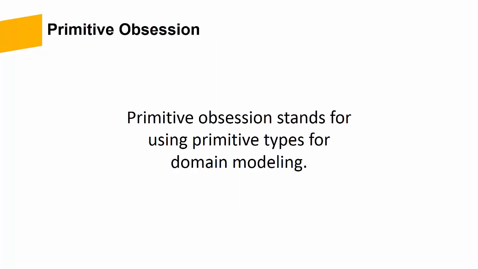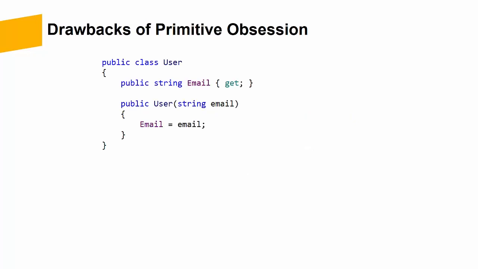Right, let's move on to primitive obsession. Primitive obsession stands for using primitive types for domain modeling. Let's take an example. Here's a simple user class with a single email property, which is represented as string. What can you do to ensure that no user can be created with an incorrect email? Well, to do that, you can put guard clauses.